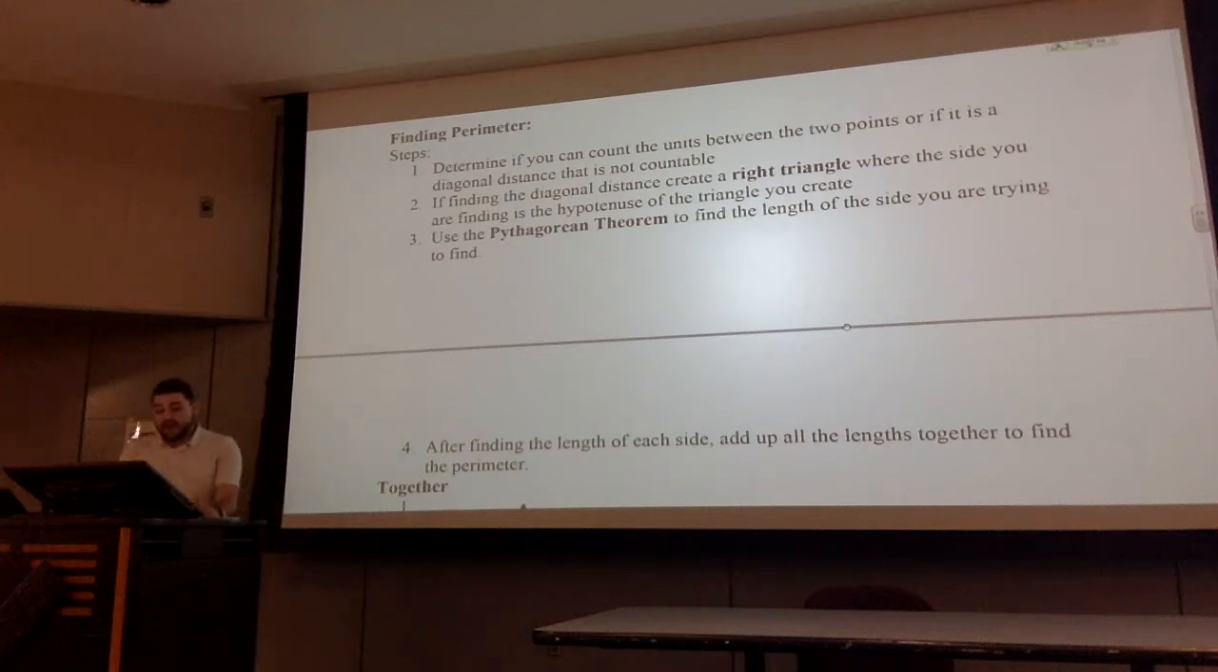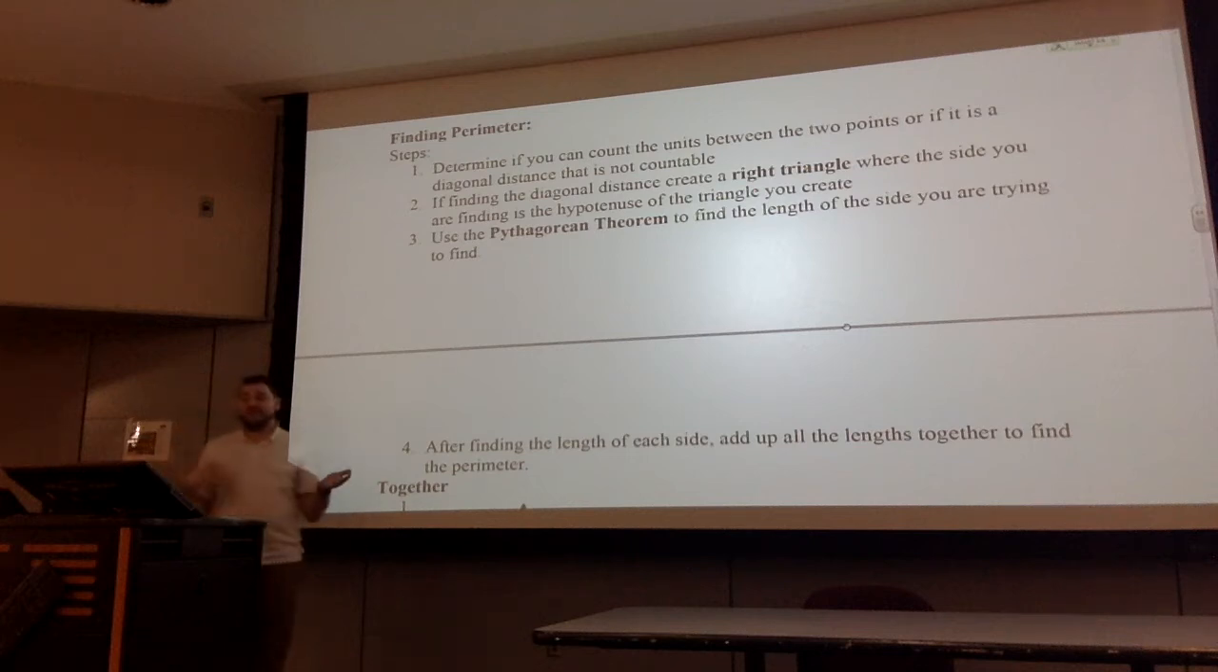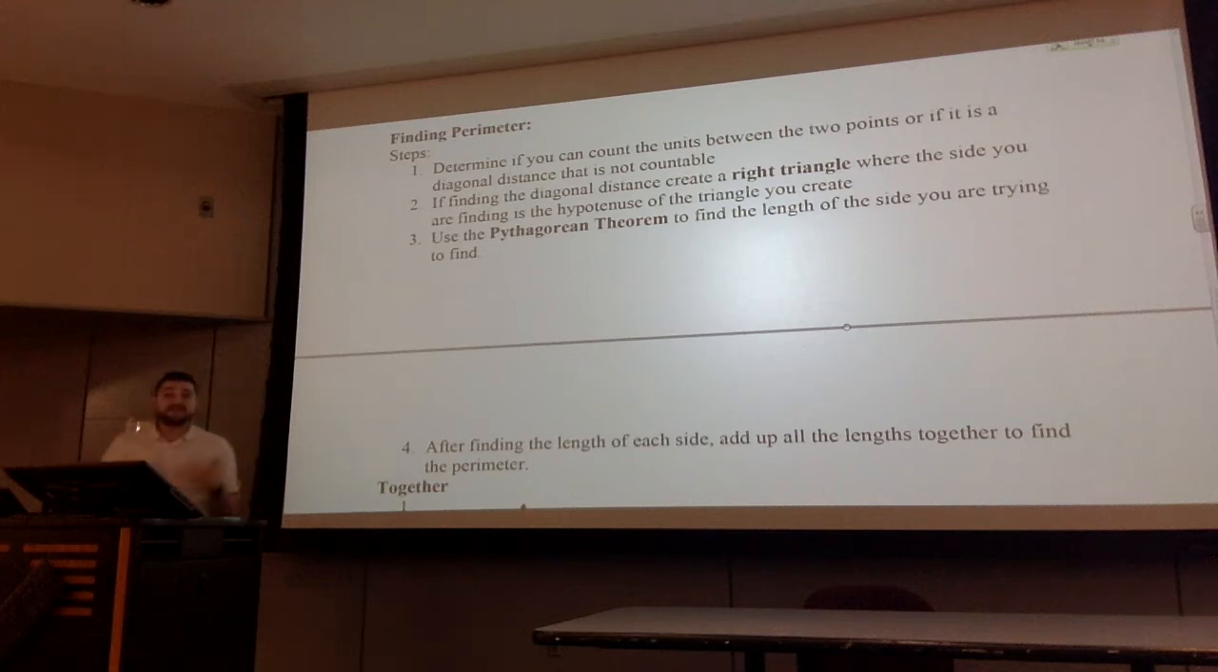Okay, now that you guys have completed finding the distance between 2 points on a coordinate plane independently, now we're going to take that and apply that to a problem where we need to find the perimeter of a shape on a graph. And so there are similar steps where first you need to determine if you can count the units between the 2 points, but then you also have to determine if it has a diagonal distance, it's not countable. And then if you're finding the diagonal distance, again, you're going to create that right triangle.